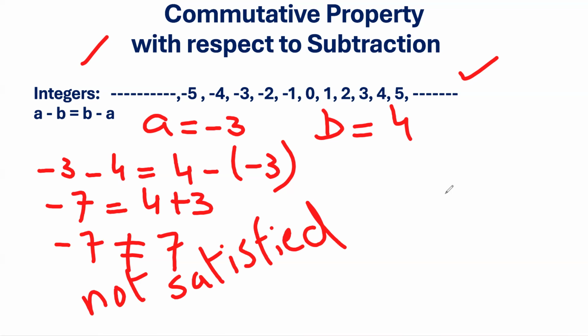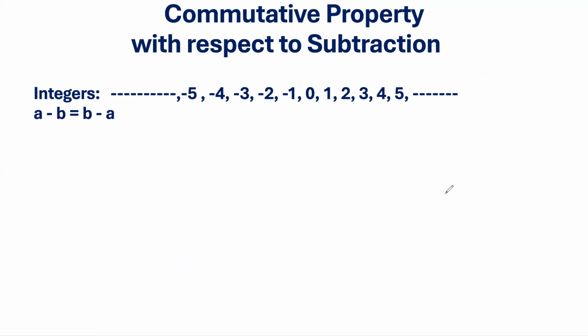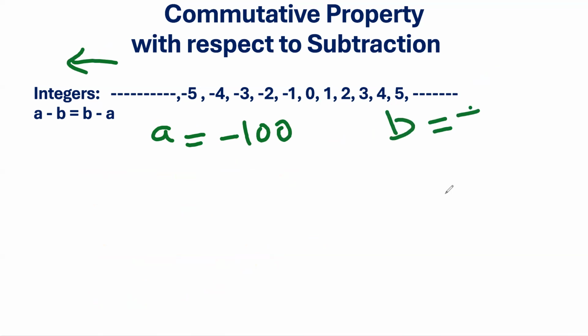Now let's take another example for the set of integers. We are checking commutative property with respect to subtraction. So now let's take another example. A is equal to -100. This side, -100 will come. And b is equal to +100. This side, +100 will come. We are checking a minus b is equal to b minus a or not. This property we are going to check.